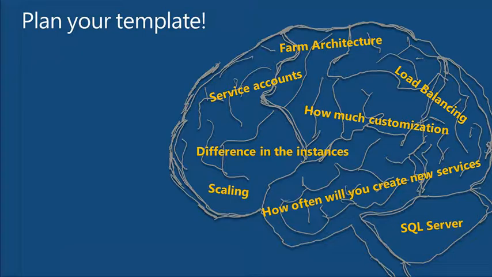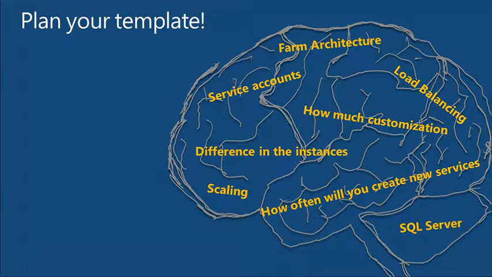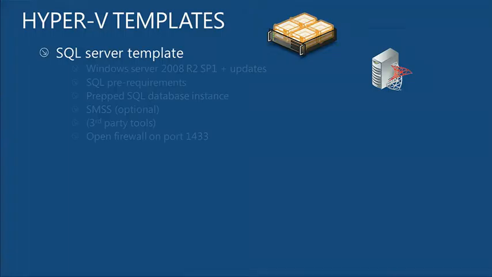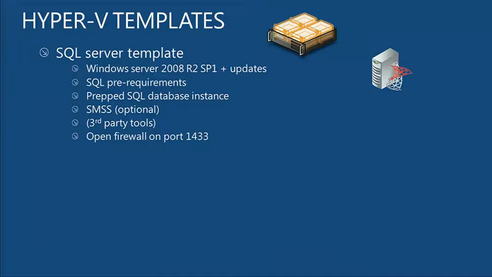All right, so once you know how your farm architecture looks like, and once you know how you want to structure your SharePoint environment, first thing you will need to do is to look at your Hyper-V templates. So you will need to create 2 Hyper-V templates. In my example, I will create a 3-tier service. So I will create a template for SQL Server. And there you do the usual things. You install SQL Server, you install Server 2008. You can install the SQL management software, any third-party tools.